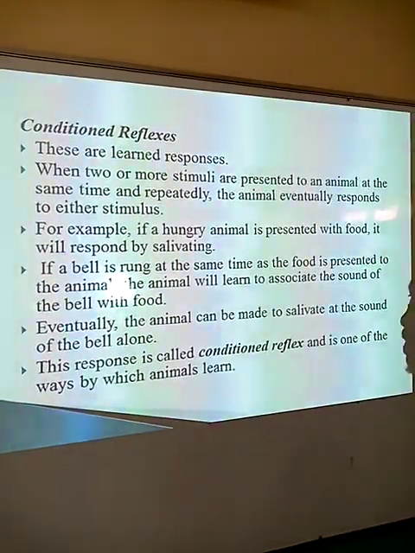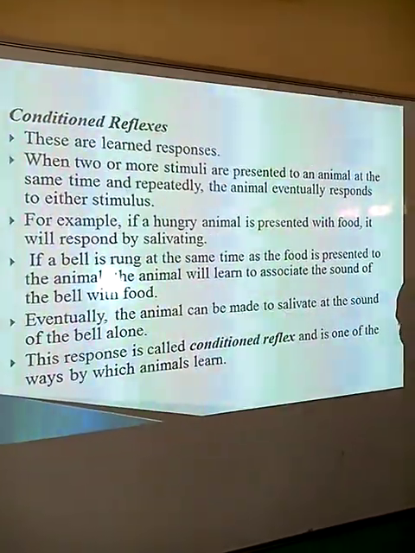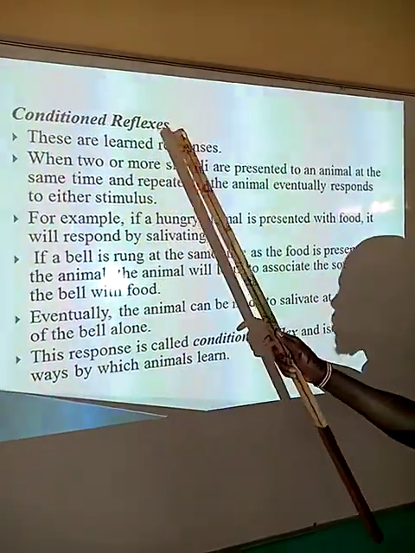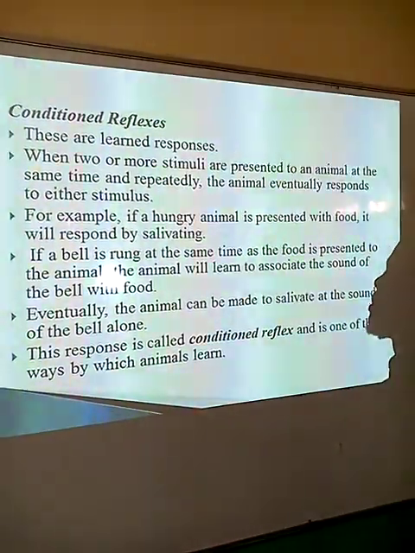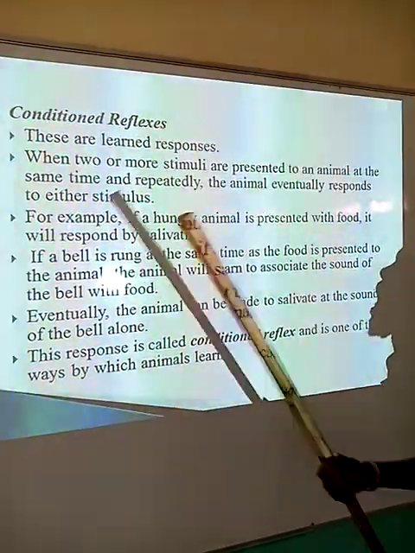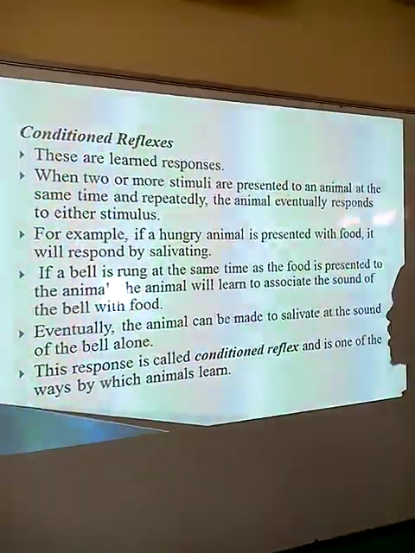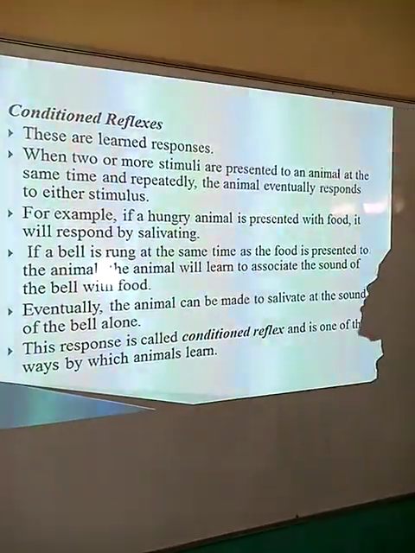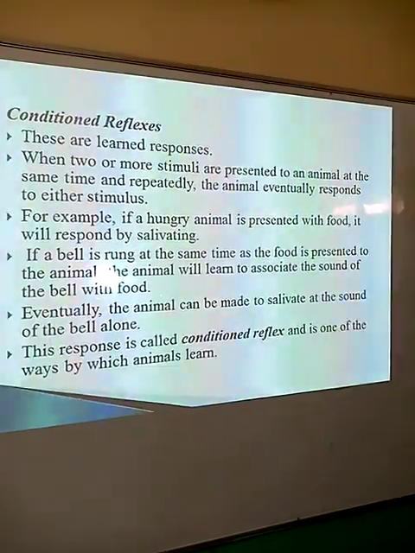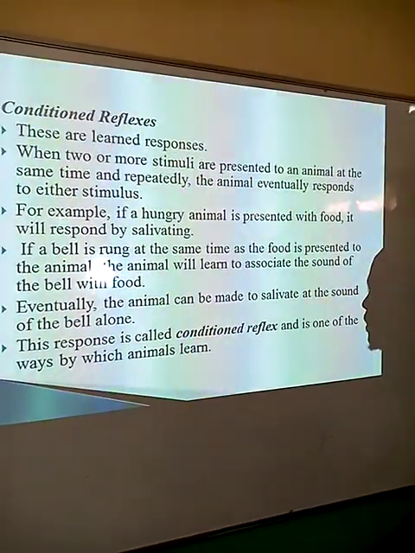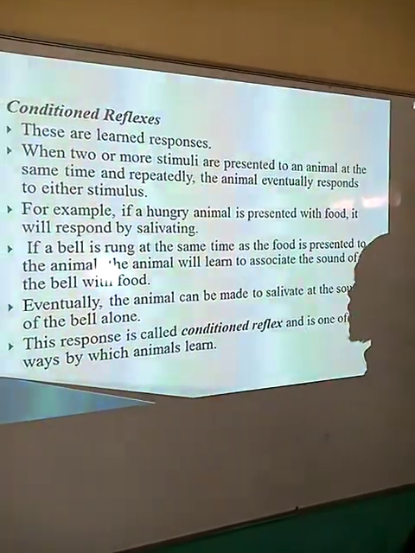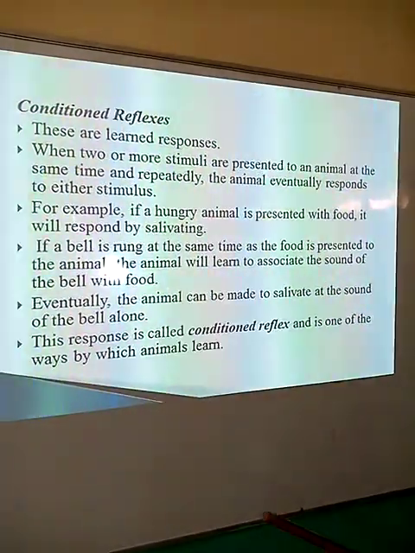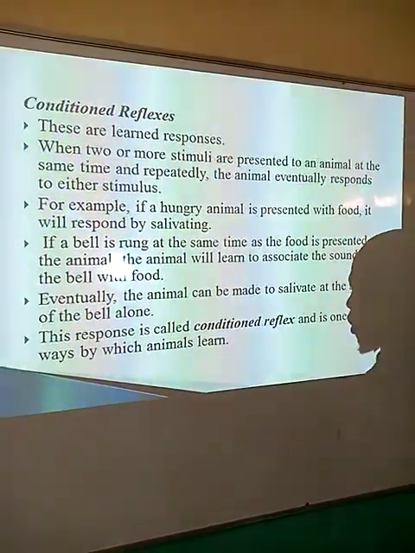So we have another type of reflex action that we are calling conditioned reflex action. When we are conditioned to something, it means that there are things that are learned. It is based on the experience that someone maybe has. When two or more stimuli are presented to an animal at the same time and repeatedly, that is, with the experience repeatedly, the animal eventually responds to either. It cannot respond to both. So it responds to either of the two.